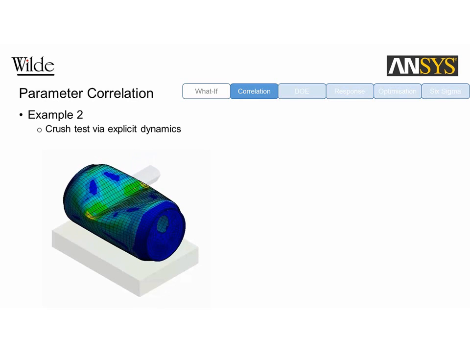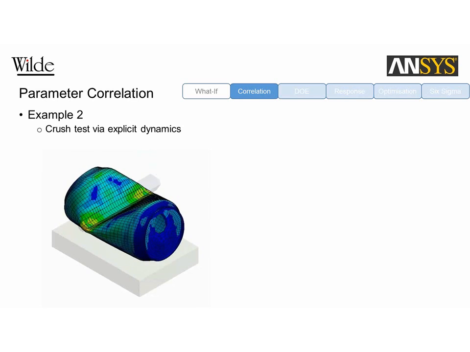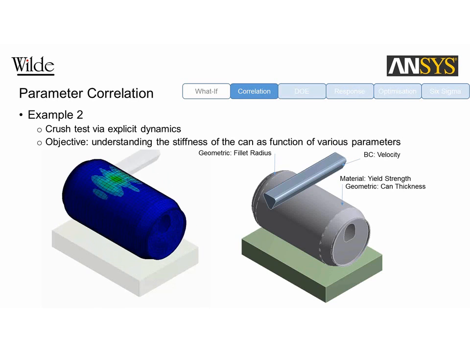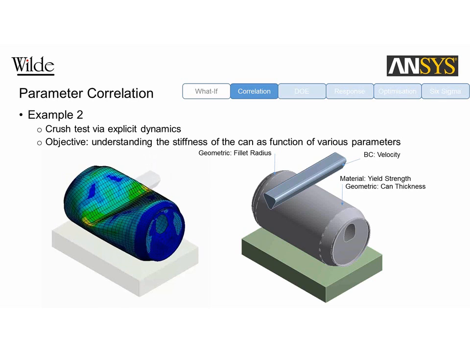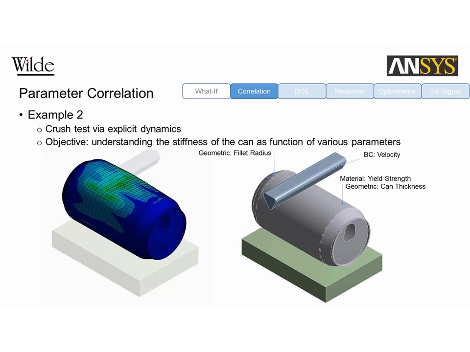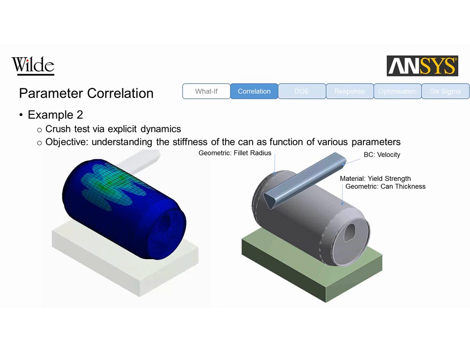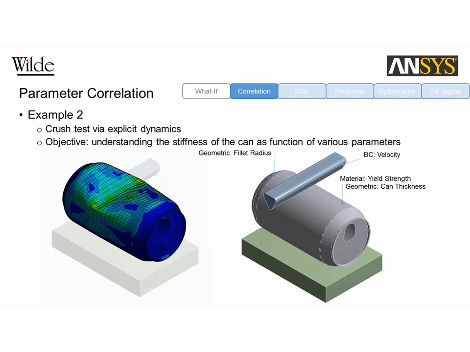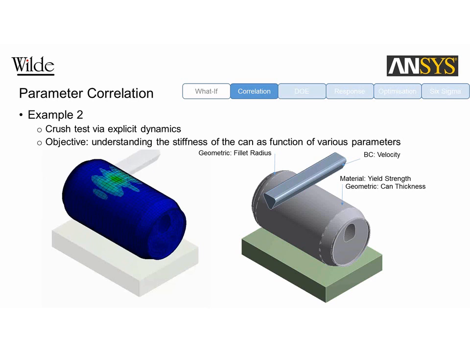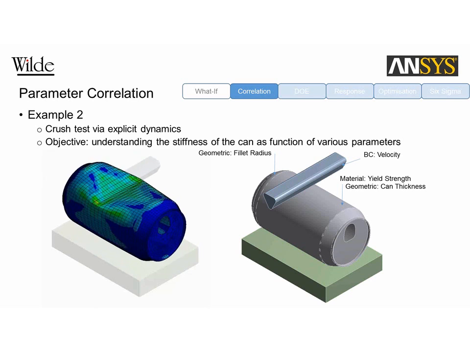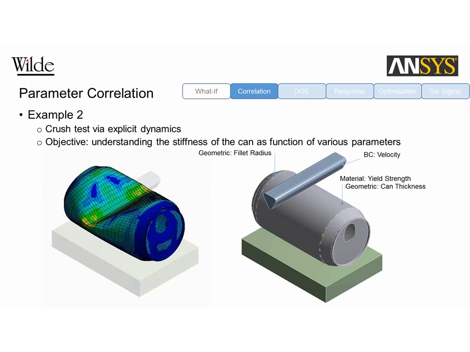So I've got another example over here, which is a crush test done by Explicit Dynamics in ANSYS. The objective over here is to understand the stiffness of the can as a function of various parameters. These parameters are boundary condition parameters, like the velocity of the hammer falling down, or material strength parameters, like yield strength. There are also geometric entities like fillet radius and can thickness. This is a fairly nonlinear, very nonlinear problem, and it's hard to understand what are the driving forces over here and what actually matters.